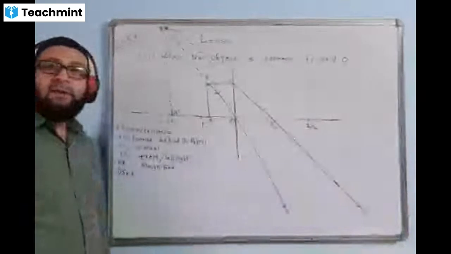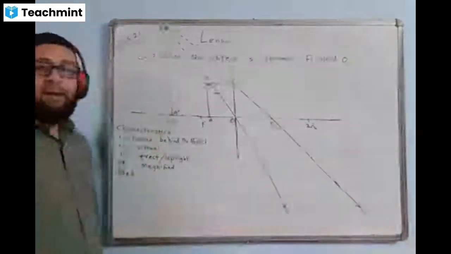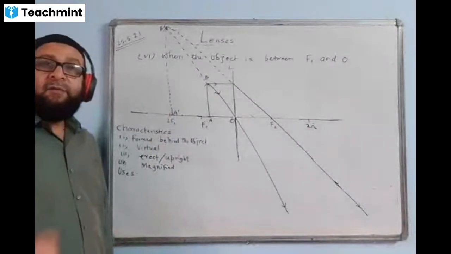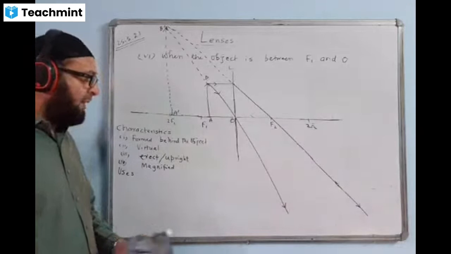Okay, magnifying glass. If a question comes, name the lens used in a magnifying glass. We say this one. And a magnifying glass is also called a simple microscope. A magnifying glass is also known as that.